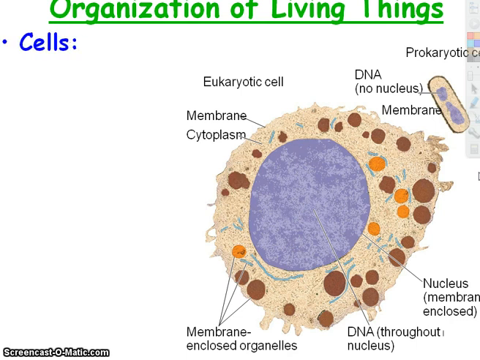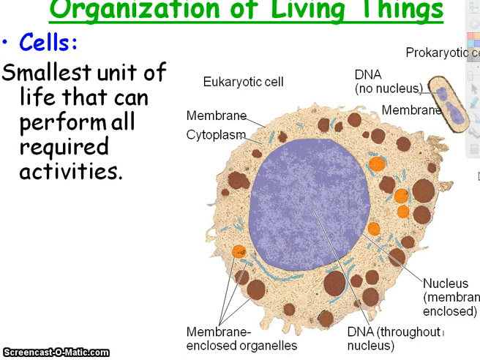So another way they're organized, and this is another characteristic that living things have, is that all living things are made out of cells. Now, some living things consist of just a single cell, and so that's why we say that the smallest unit of life that can perform required activities is the cell, because there are some organisms that just consist of one cell.